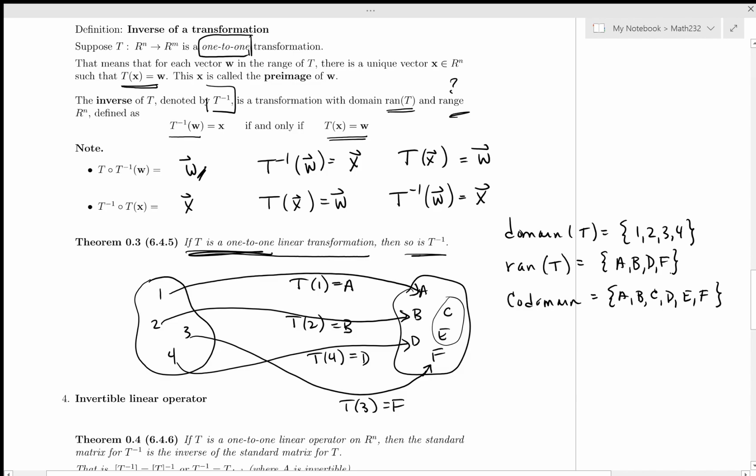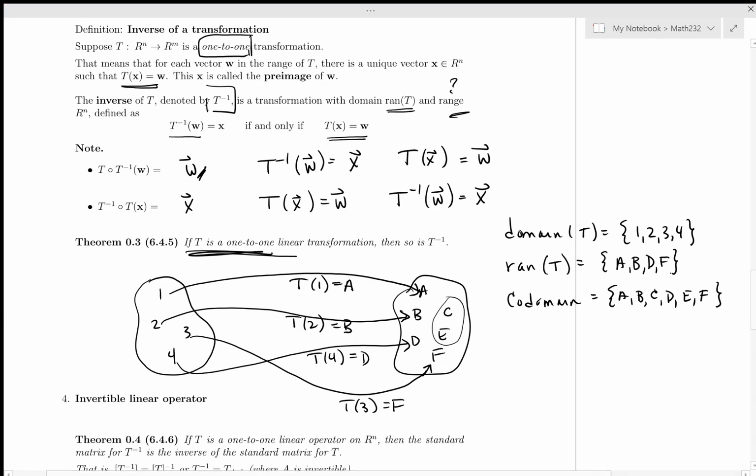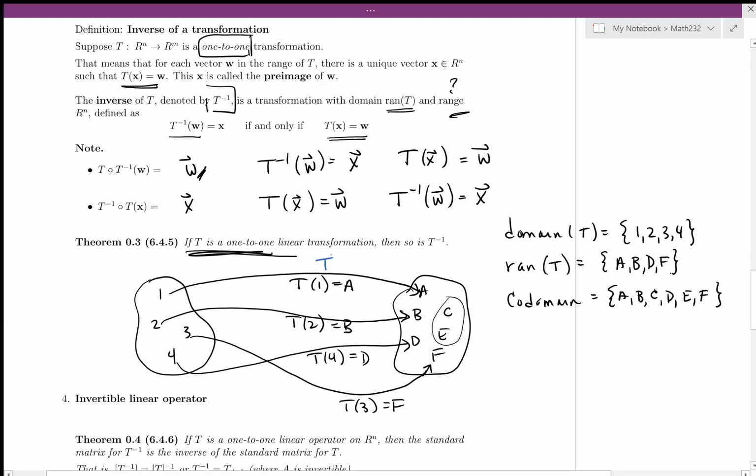inverse transformation is going to go back. So T to the minus 1 of A is going to be 1. Maybe I'm going to rewrite that. I'm just going to do it in a different color, so to see that it is clearly going the other direction. So I'm going to note here, I got T to the minus 1 of A is equal to 1. So that is the guy going back this way like that. And then I've got that T to the minus 1 of B is 2. And that is this guy going back here like that. Okay, the other two are similar.